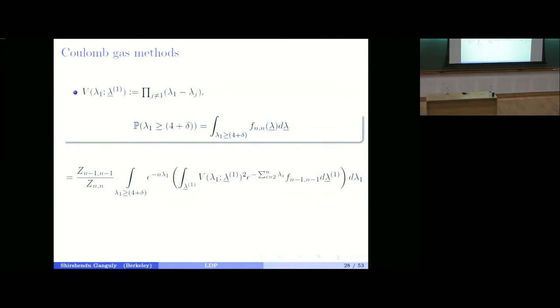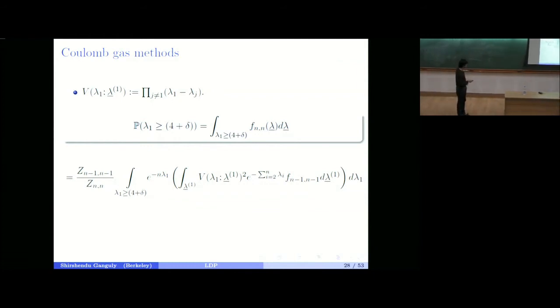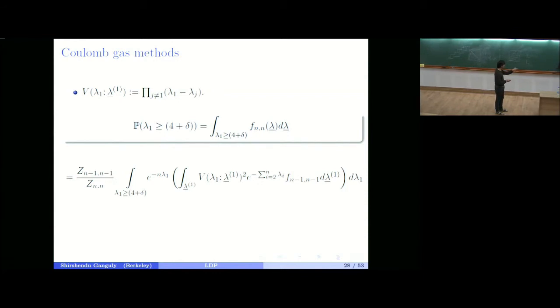So these are the terms that depend on lambda 1. This is the term that comes out of the Vandermonde term, which is this. And then you have some exponential in minus n lambda 1 that was taken out. And to make it into exactly the density, you also factor out some extra lambda i's where i is bigger than 1, okay? So you can do some manipulation.